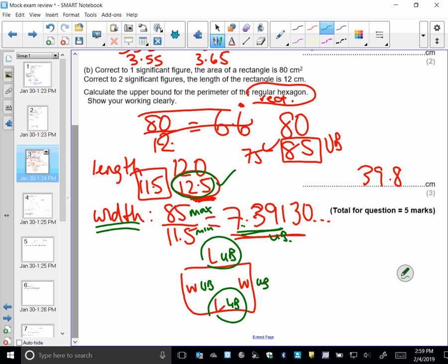Yes. Now, you're not going to have this exact question ever again, but it's the concept that I want you to be thinking about. So don't necessarily, when you see upper bound, think, oh, I need to find my 2 upper bound lengths and add those together, because that's not always going to be the case. Okay?